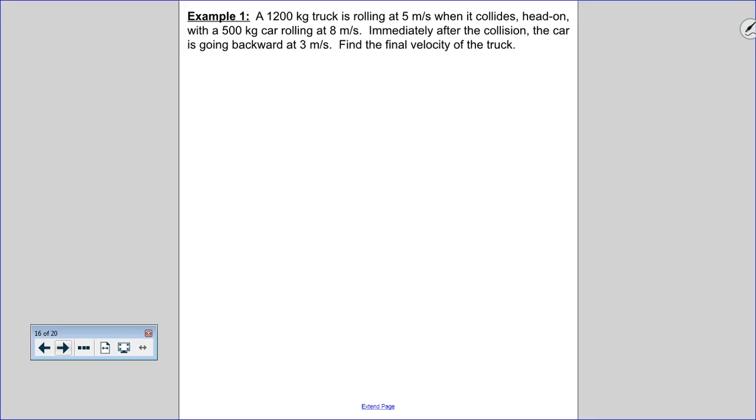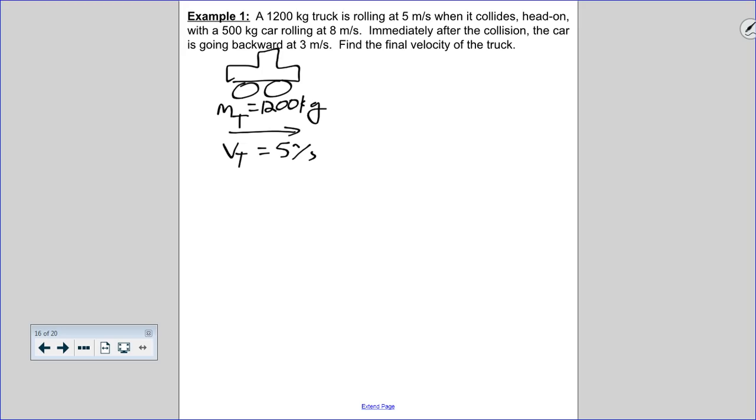Draw arrows to represent your velocity. Okay, so here's my truck. Mass of truck. Notice I'm going to use subscripts to indicate which object is which. All right, it's rolling at 5 meters a second, so the velocity of the truck is 5 meters a second, when it collides head-on with a 500 kilogram car. So here's my car. I didn't make my vehicles happy, I'm sorry. Gotta stop rushing. I miss these smiley faces, they're so important. Alright, so our car is 500 kilograms and it's rolling at 8 meters a second.